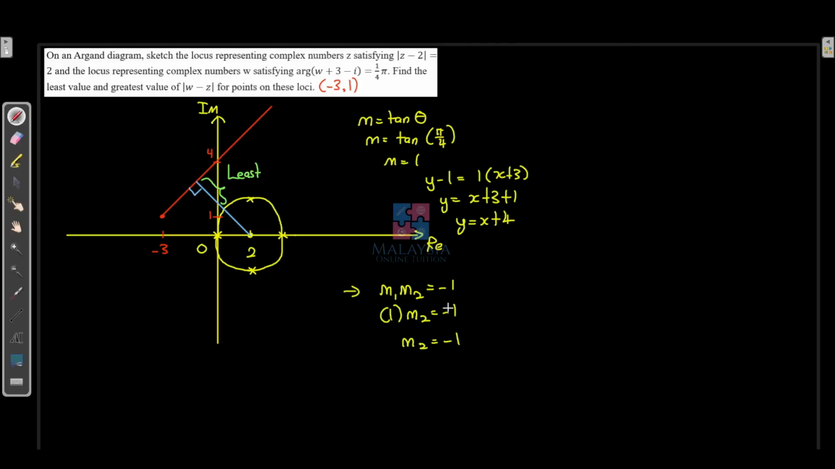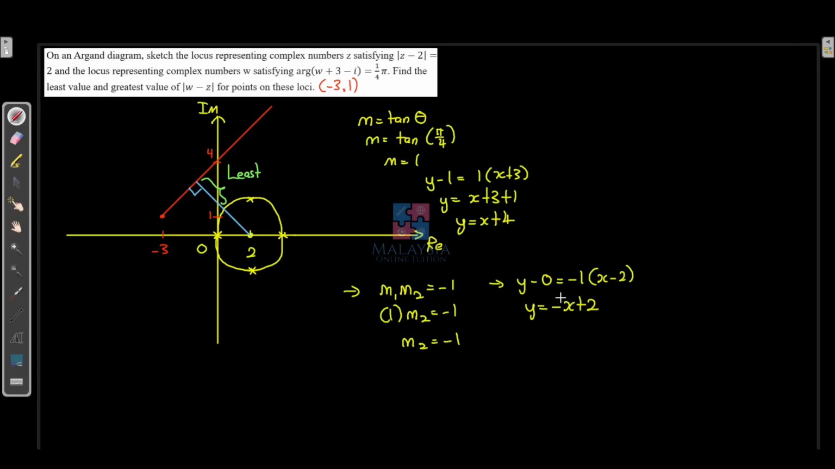Okay, done. And then we know that the point that the blue line passes through is going to be the center of the circle, which is (2, 0). So we can establish y minus 0 equals -1(x minus 2). Like this, okay? So y equals -x plus 2. So this is the equation of the blue line.